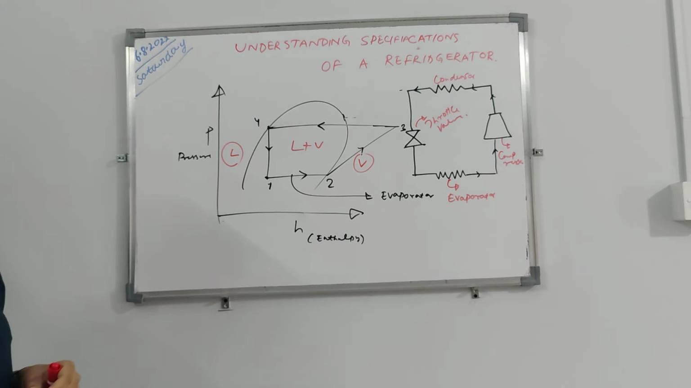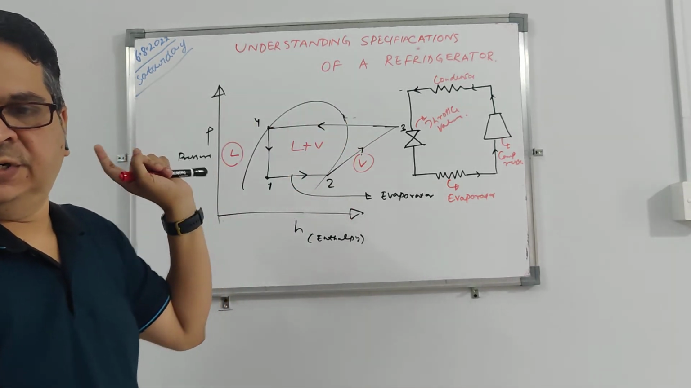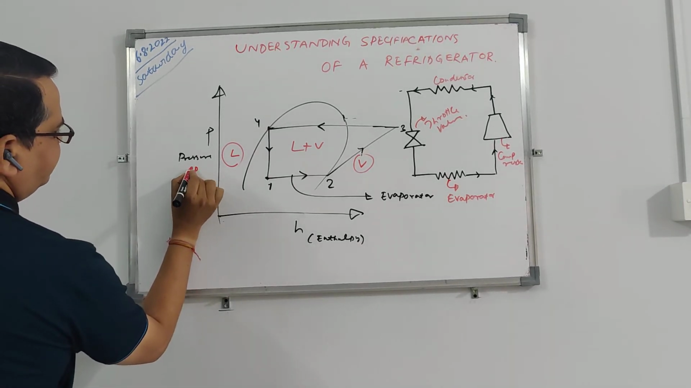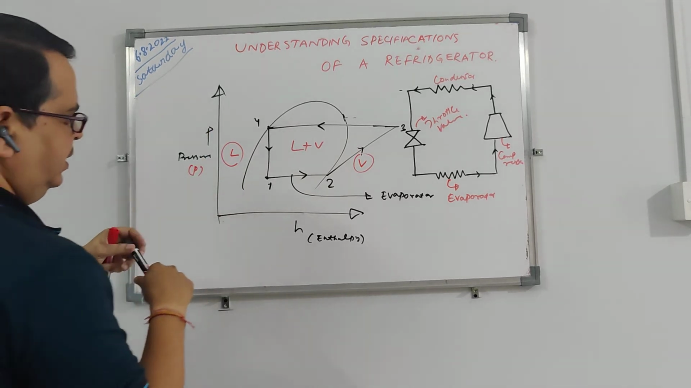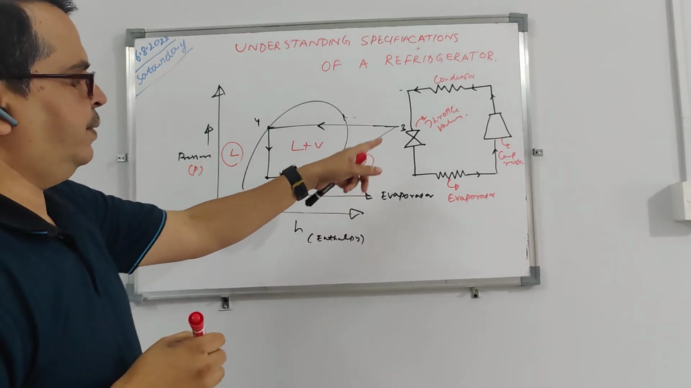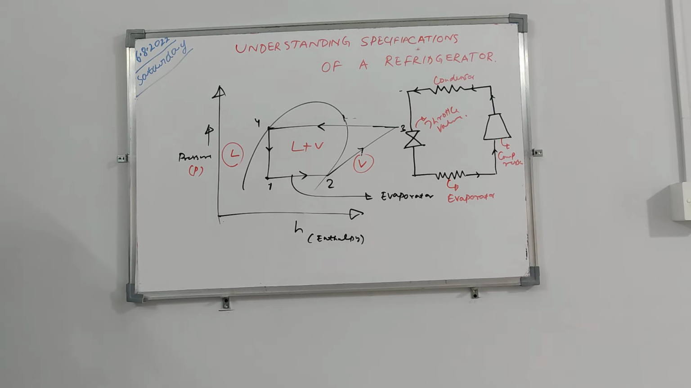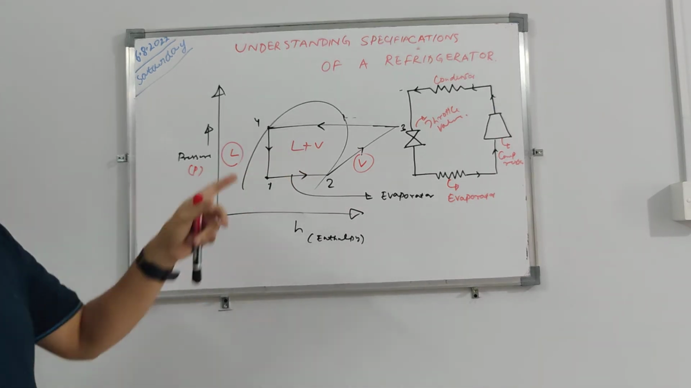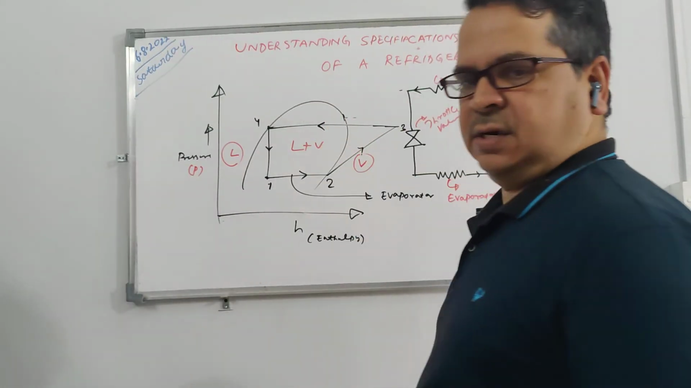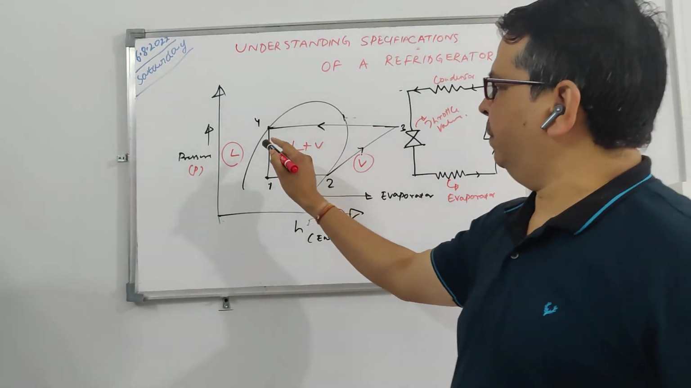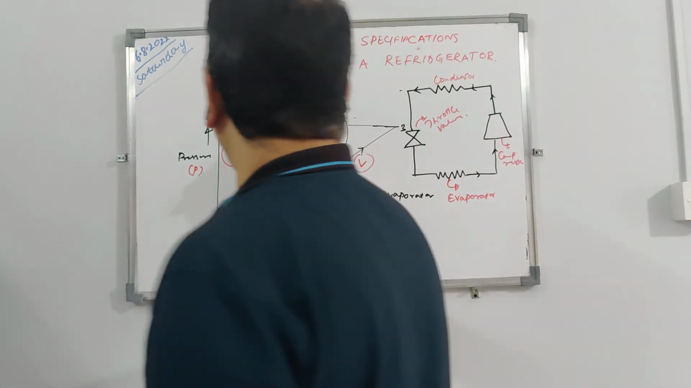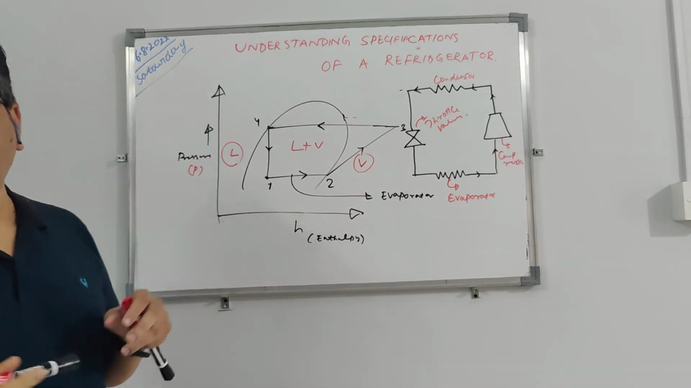And what is happening inside the compressor? That vapor is getting compressed from a low pressure to a high pressure. This is your pressure P. Inside the compressor, it has already become vapor, so you are compressing it to a higher pressure. Then inside the condenser, what is happening? This liquid plus vapor is finally getting condensed to liquid. Everything has got converted to a liquid, so this is a high pressure liquid. So at 4, you have a high pressure liquid.